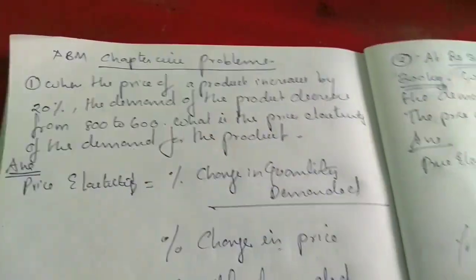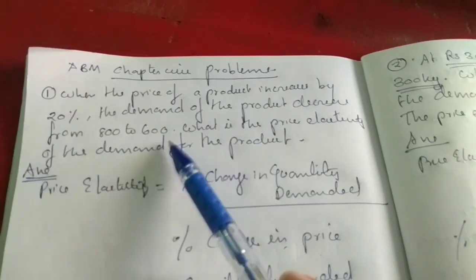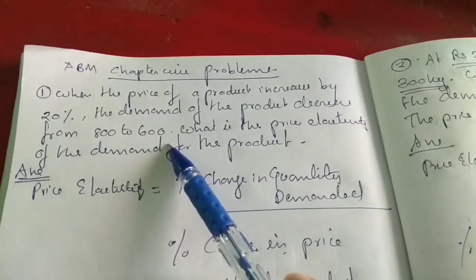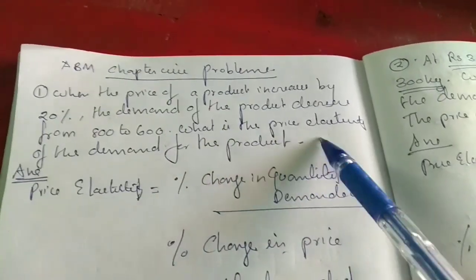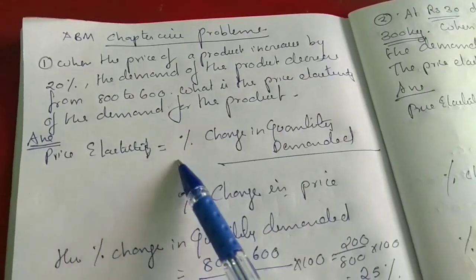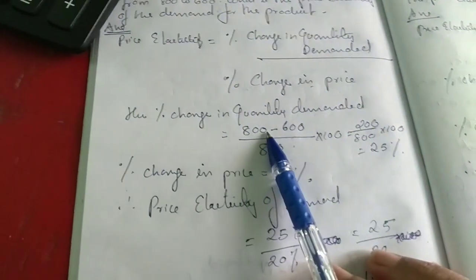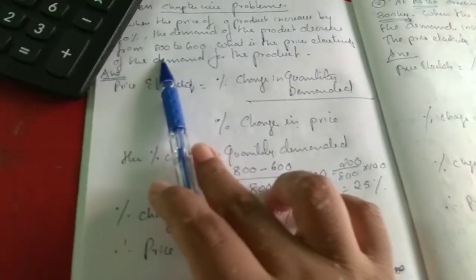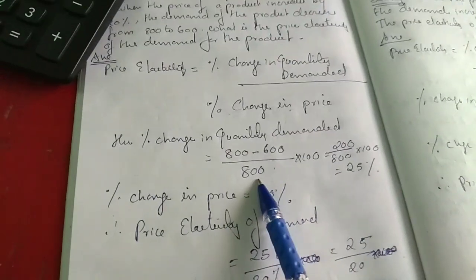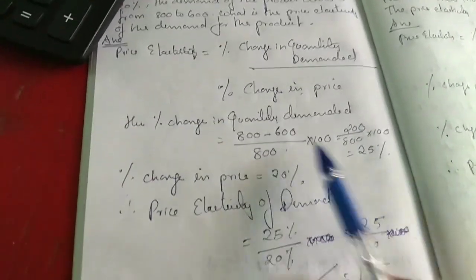When the price of a product increases by 20%, the demand of the product decreases from 800 to 600. What is the price elasticity of demand for this product? Price elasticity equals percentage change in quantity demanded divided by percentage change in price. Here, the quantity demanded was first 800, then changed to 600. So the difference is 200 divided by 800, we get 25%, into 100.